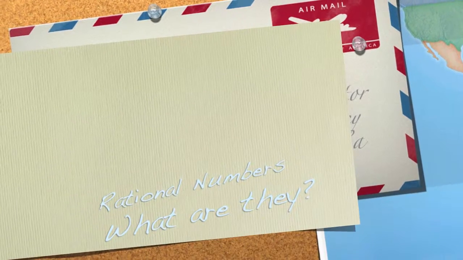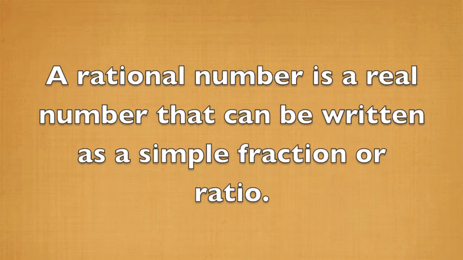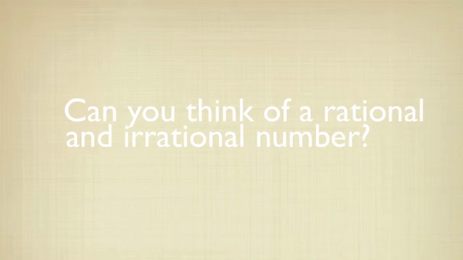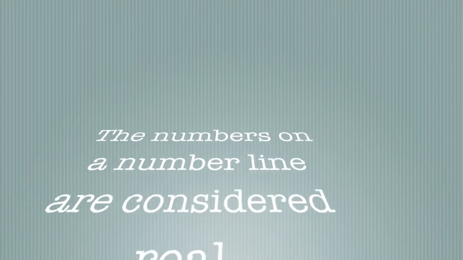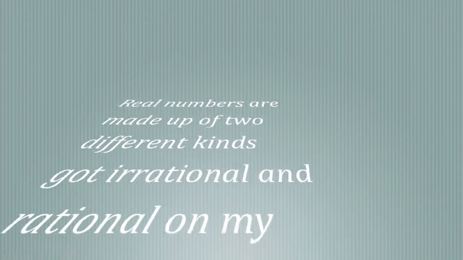Rational numbers. What are they? A rational number is a real number that can be written as a simple fraction or ratio. The numbers on a number line are considered real, not imaginary. That's a big deal. Real numbers are made up of two different kinds: rational and irrational.